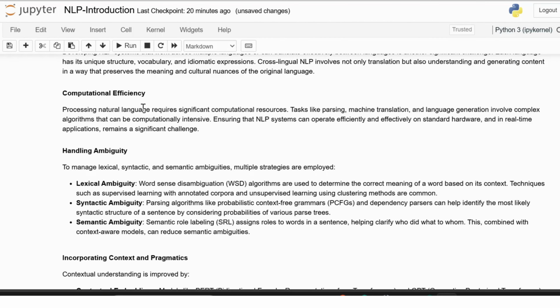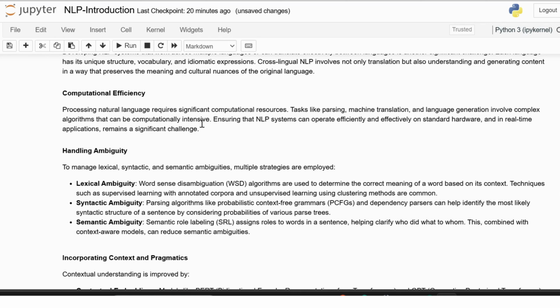Computational efficiency is another challenge. Processing natural language requires significant computational resources. Tasks like parsing, machine translation, and language generation involve complex algorithms that can be computationally intensive.